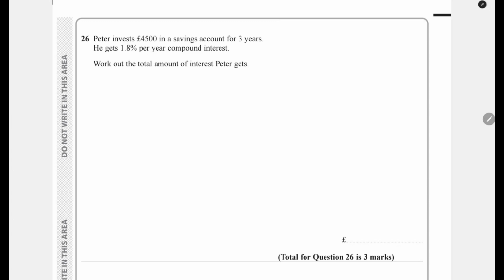Question 26 says, Peter invests £4,500 in a savings account for 3 years. He gets 1.8% per year compound interest. Work out the total amount of interest Peter gets. Well, the general formula for compound interest is A, which is the initial amount, multiplied by 1 plus I, which is the interest amount, to the power of n, which is the number of years.